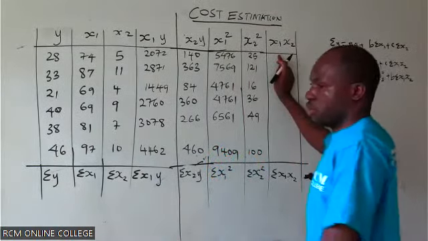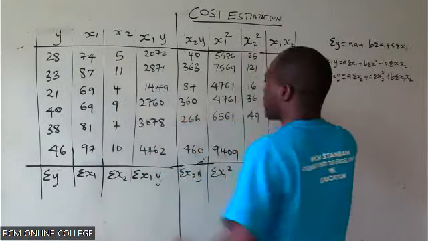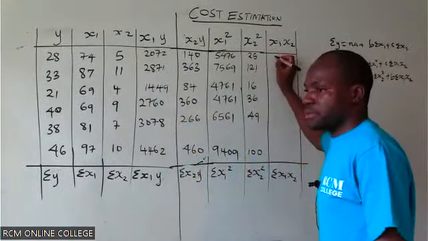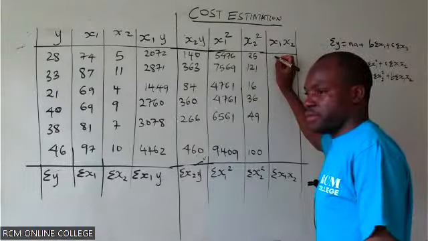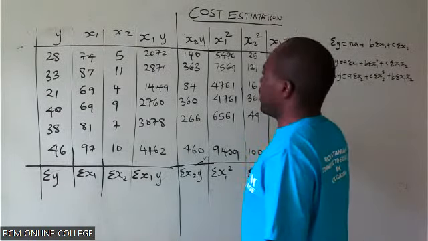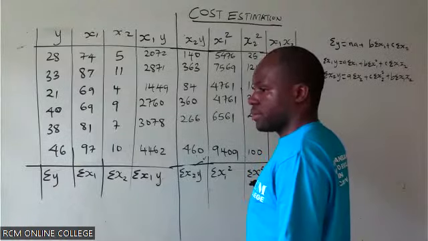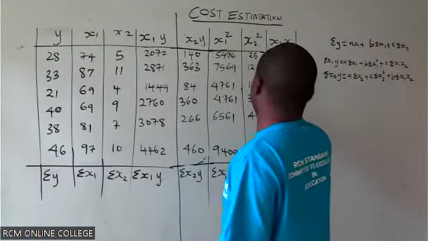x1, x2. That is 74 by 5. 74 by 5. What do we have? 74 by 5, 370. Then 87 by 11. 87 by 11, 957.